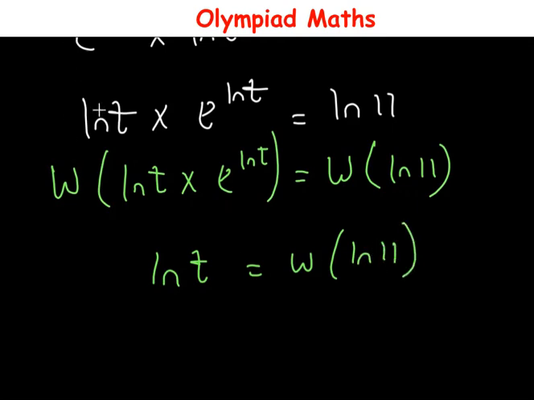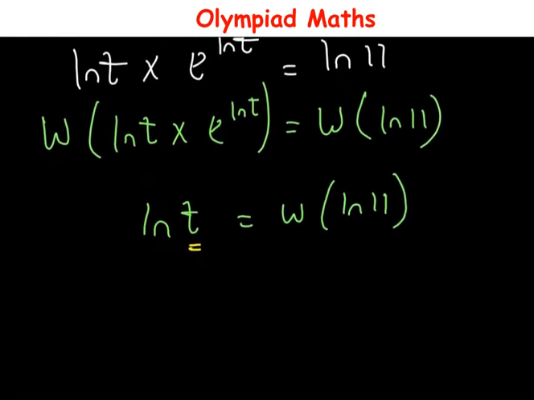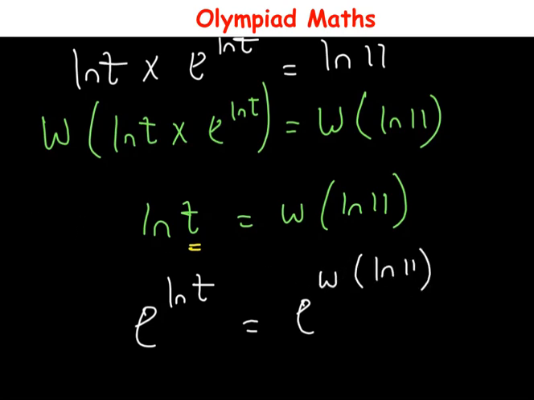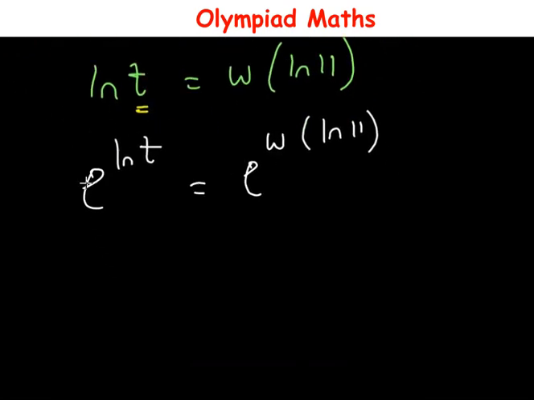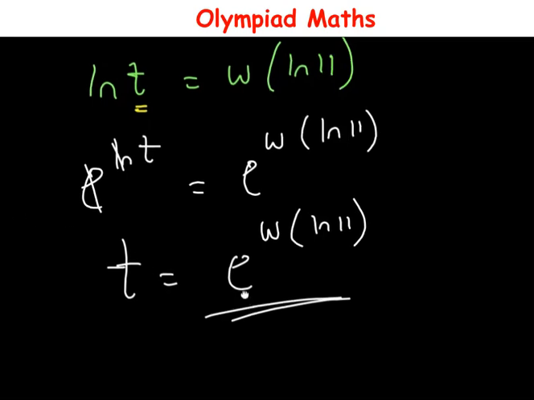So to then solve for the value of t right here, what we are going to do is to eliminate ln. And to do so, we are simply going to bring in e. So you will say e raised to power ln t is equal to e raised to power W of ln 11. And once you do so, what will happen is this: e will cancel ln, we have t is equal to e raised to power W of ln 11, and this is the final value for the solution of t.